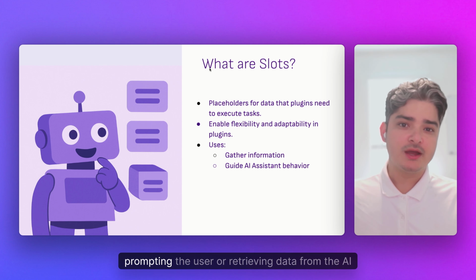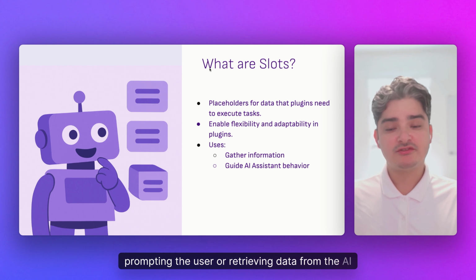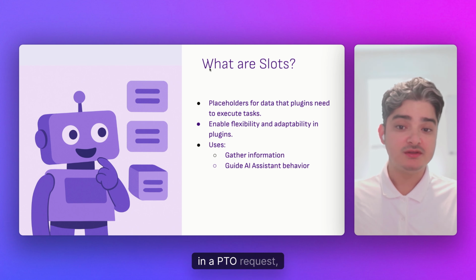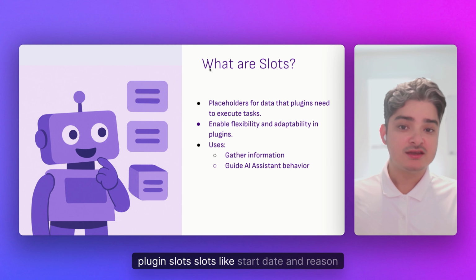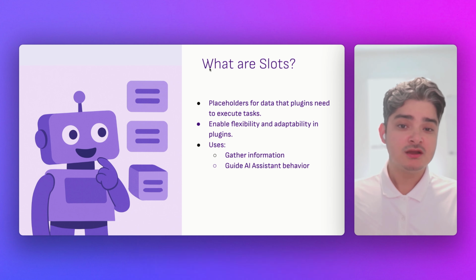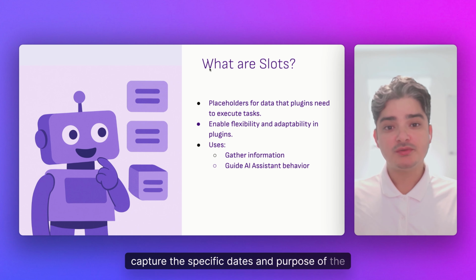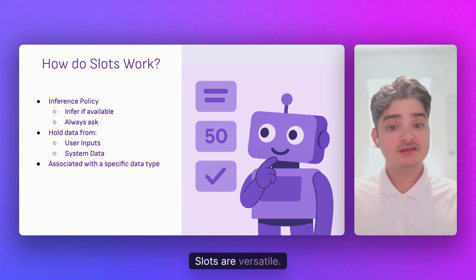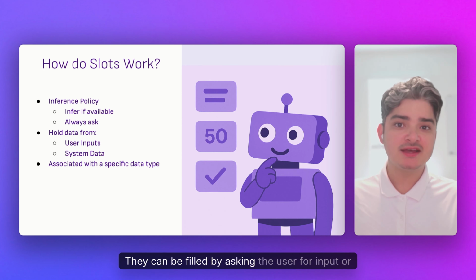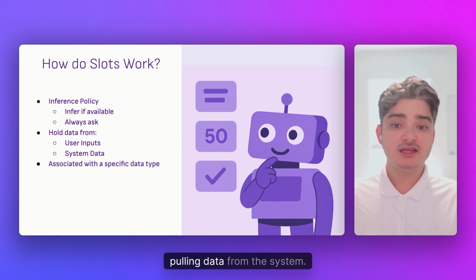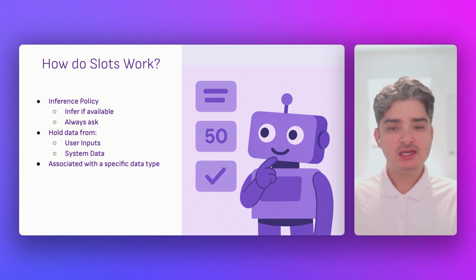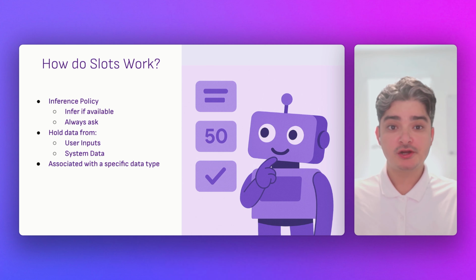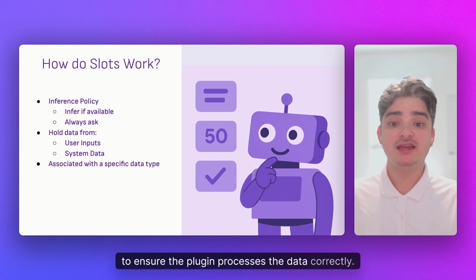Slots can be filled by prompting the user or retrieving data from the AI assistant's context. For example, in a PTO request plugin, slots like start date and reason capture the specific dates and purpose of the request, making the plugin reusable for any employee. Slots are versatile. They can be filled by asking the user for input or pulling data from the system. Importantly, each slot must be defined with a specific data type, like a string or a number, to ensure the plugin processes the data correctly.